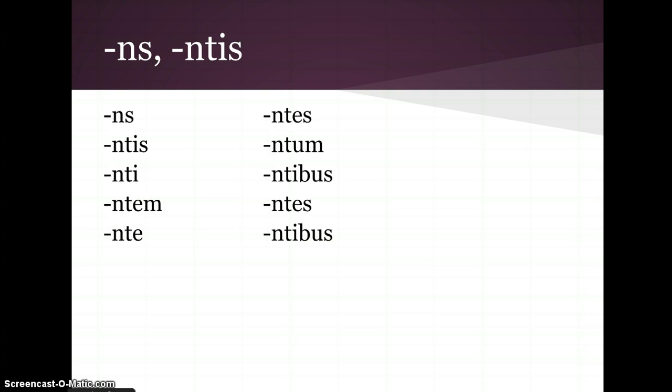So for the ns and ntis adjectives, or the participles, these will be third declension, and third declension normally is blank, is, i, em, e, es, um, ibus, es, ibus. I've just adapted this same third declension declining chart into the ns and ntis, so it becomes ns, ntis, nti, ntem, nte, ntes, ntium, ntibus, ntes, ntibus.